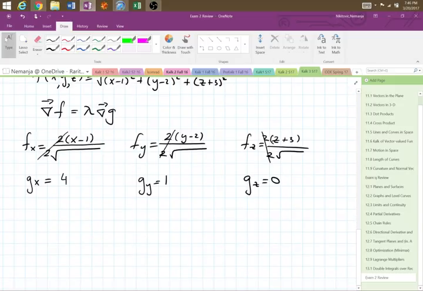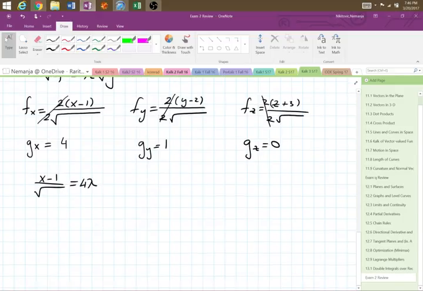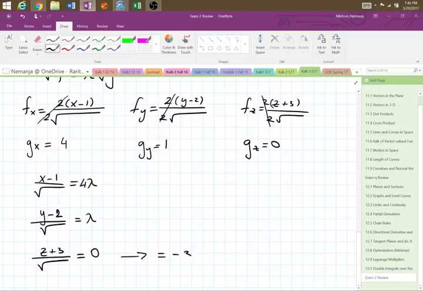So now, when we equate these guys, I have that x minus 1 over the square root is equal to 4 lambda. Y minus 2 over the square root is equal to just lambda. And z plus 3 over the square root is equal to 0. From where z is equal to negative 3 right off the bat.